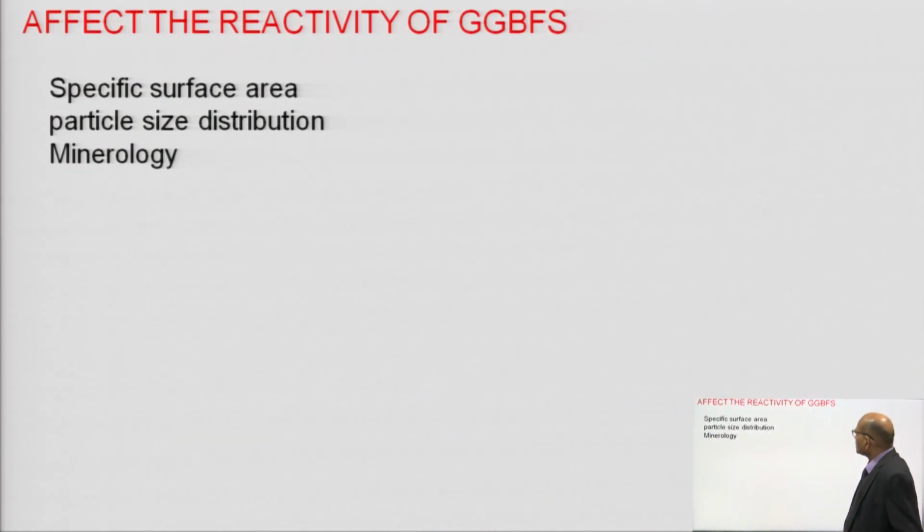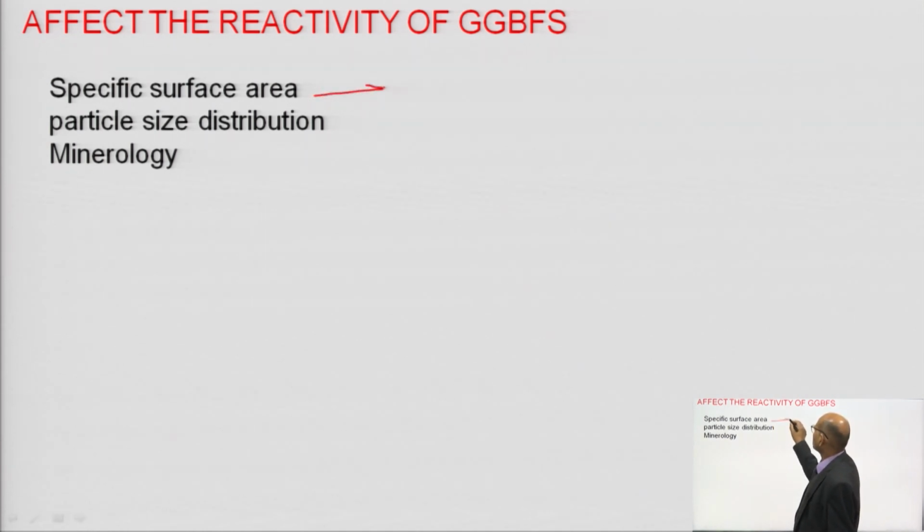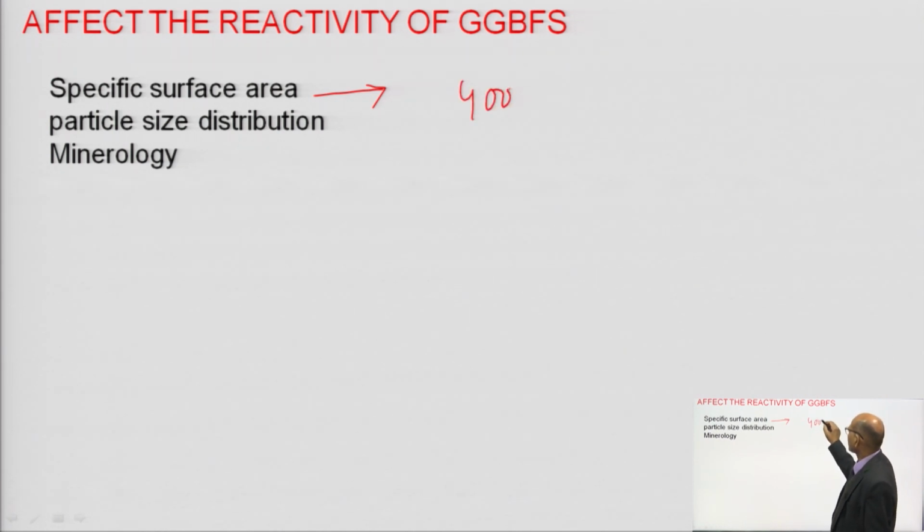Okay. So, what are the things that affect the reactivity of GGBS, granulated ground blast furnace slag? First is the specific surface area, which is very, very important. If your specific surface area is around 4000 centimeter square per gram, then we will be able to achieve better results.